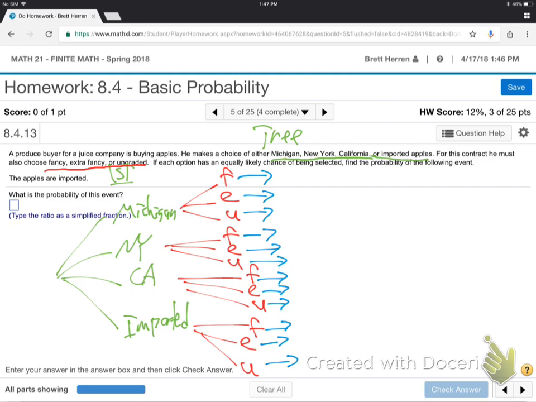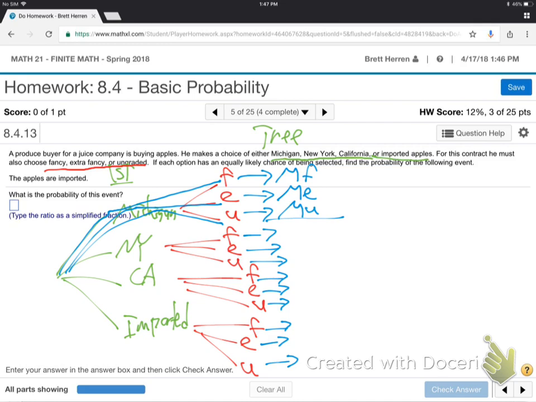A leaf. Haven't you seen a tree? I'm sorry, I'm just joking around. At the end of every branch, we're going to have the results of whatever fell in that direction. So if I went Michigan, and then F, fancy, this would be a Michigan fancy type of apple. The next one's going to be Michigan extra fancy. Michigan ungraded. Do you see how I got those 3?